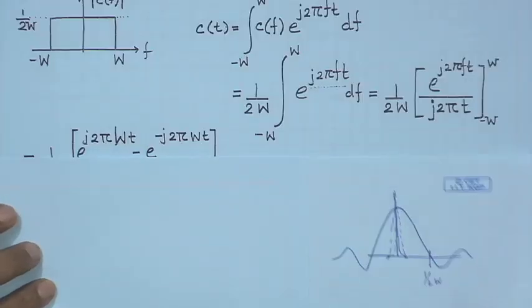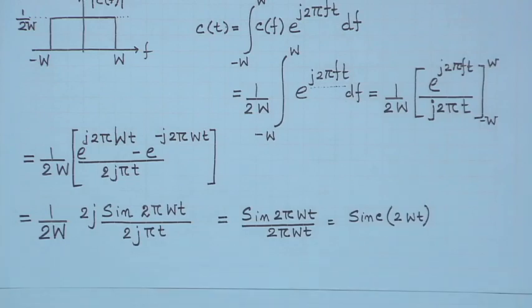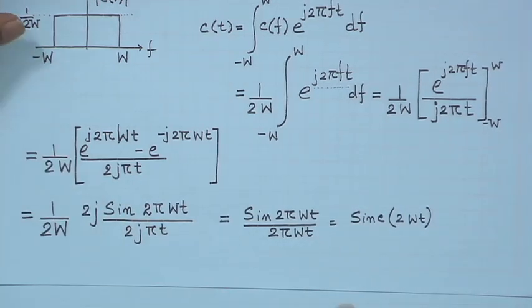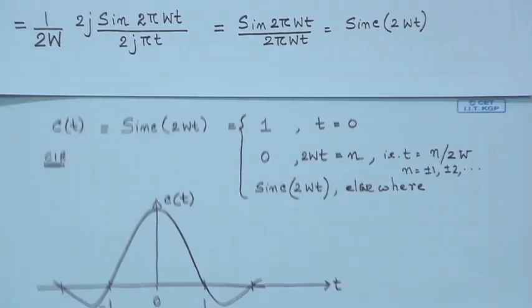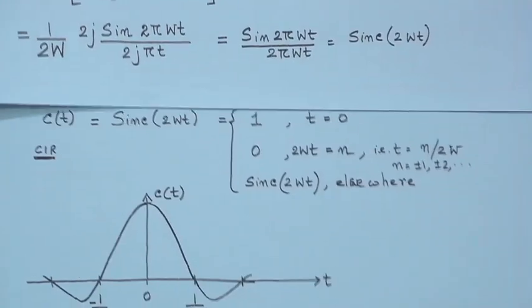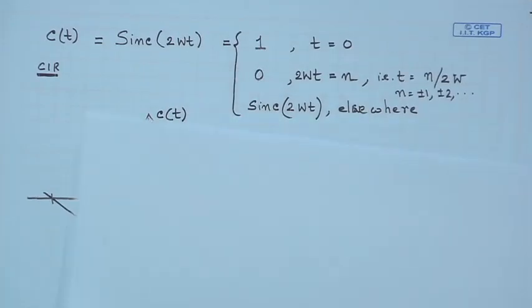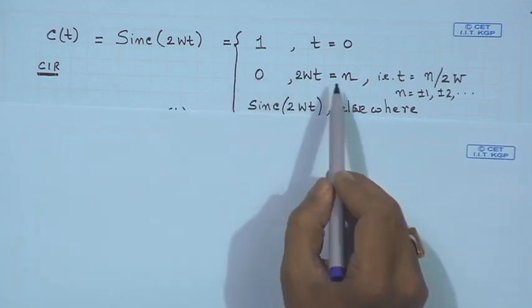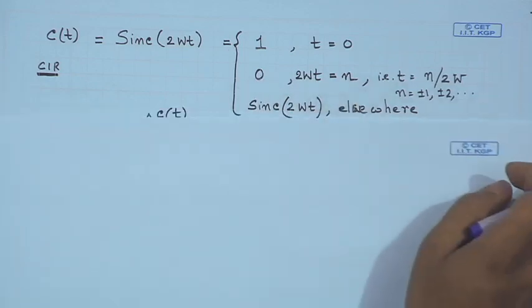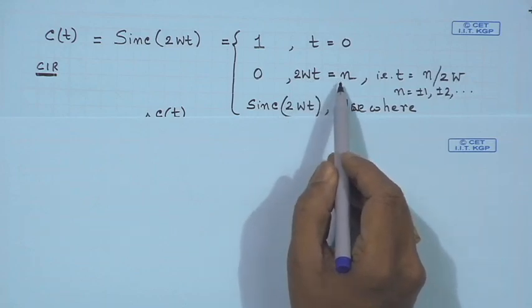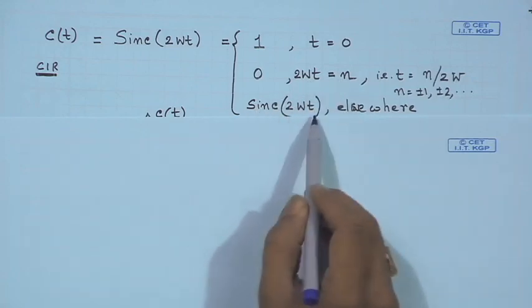Whereas, if you start restricting W to finite values, what you will get is a sinc with a particular description or function, as can be seen in this figure. So, moving ahead, c(t), as we have written here, is sinc. Sinc, as you know, has a 1 at t equals 0 and is 0 at all other sampling instants, at all other locations where 2Wt equals n. This is well known, and elsewhere it follows the sinc function.